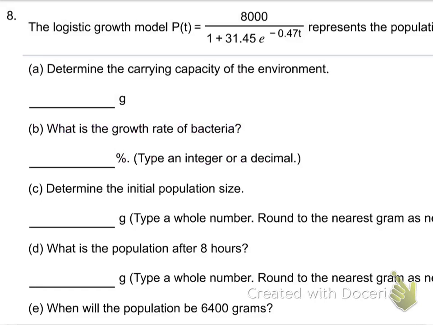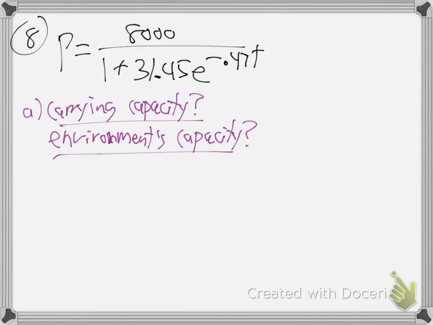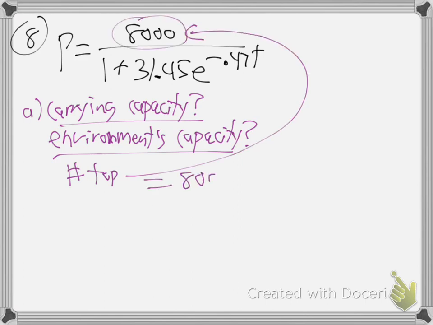So if you have a dish that the bacteria are growing in, like a petri dish, then what is the carrying capacity? Well, it's the number on the top, that 8,000. Basically the number on top is how many the environment can handle before overcrowding starts to set in and they start dying off because there's too much. Or jumping off cliffs like lemmings.